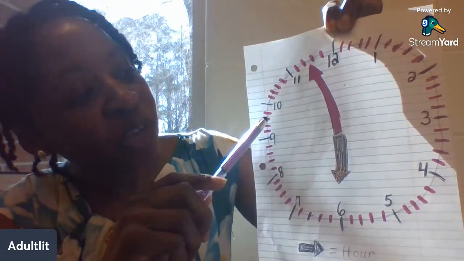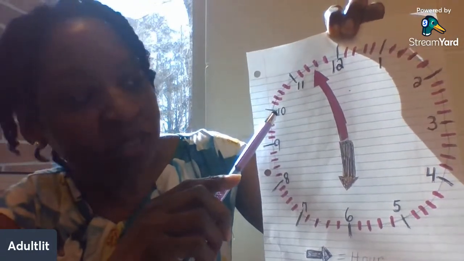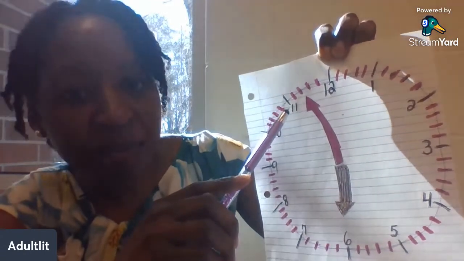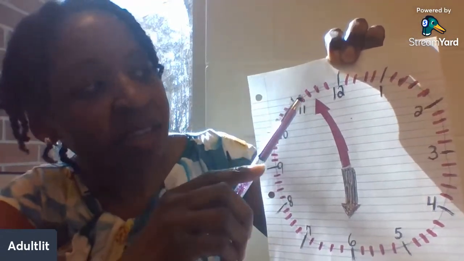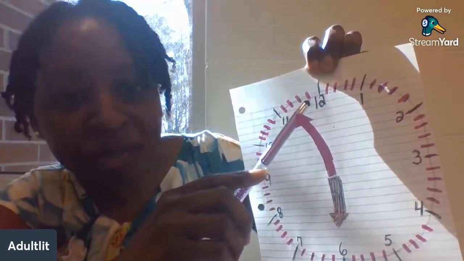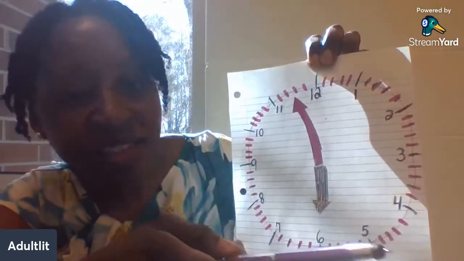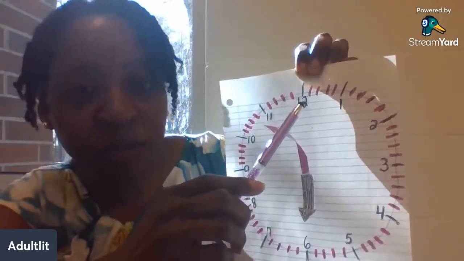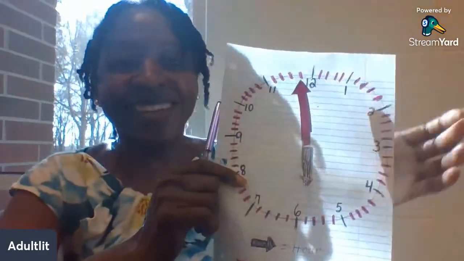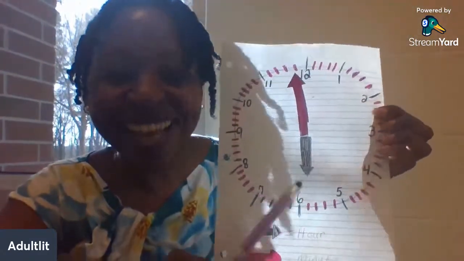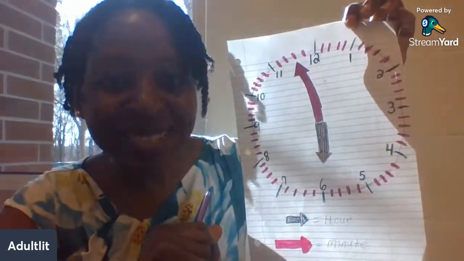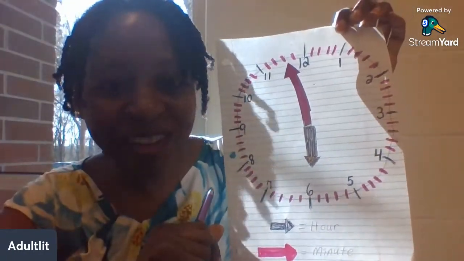46, 47, 48, 49, 50 minutes is where the 10 is. 51, 52, 53, 54, 55 minutes is where the 11 is. 56, 57, 58, 59 minutes is 1 minute before 12. And the next o'clock, or the next hour, the minute would be right on the 12, okay? I had to count all those minutes. And it's 60 minutes in 1 hour, okay?